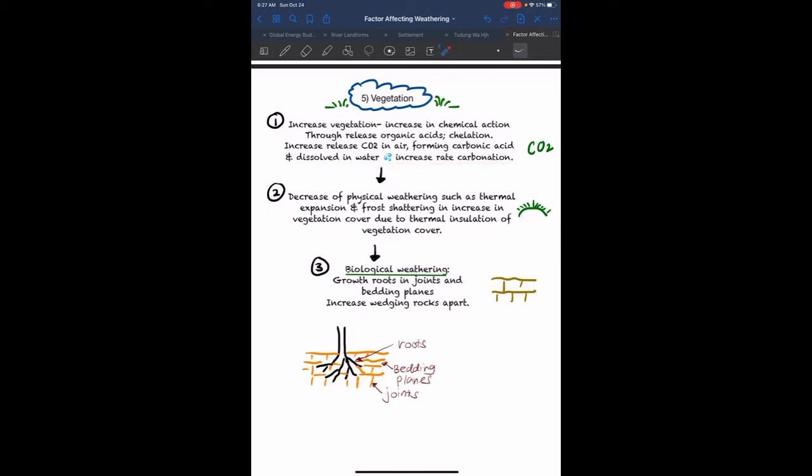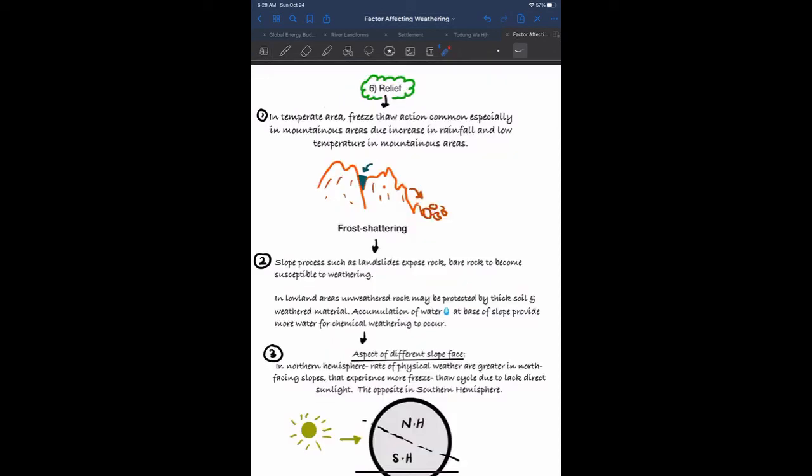Secondly, there is a decrease of physical weathering, such as thermal expansion or frost shattering, with increased vegetation cover, because vegetation cover acts as thermal insulation. Biological weathering: the growth of roots in joints, as shown in the diagram, wedges rocks apart.